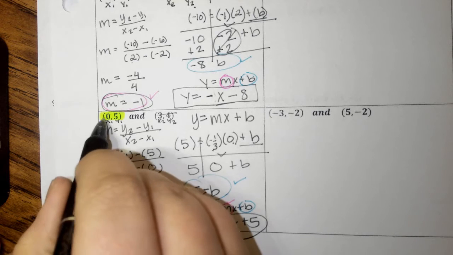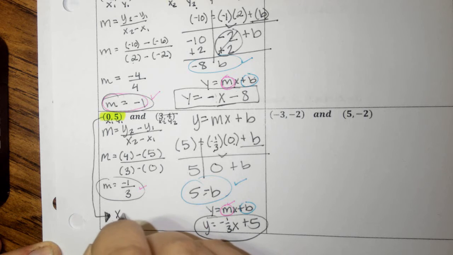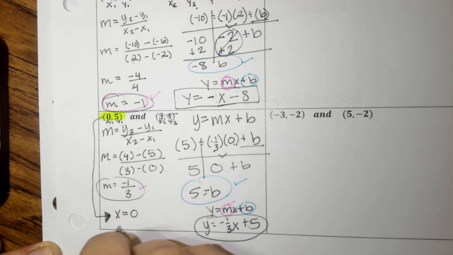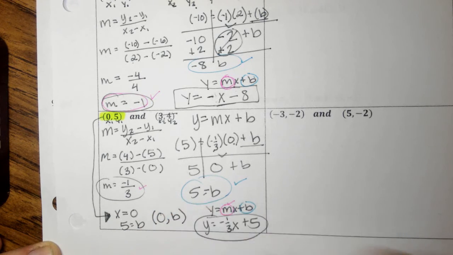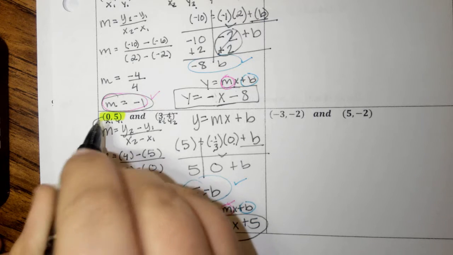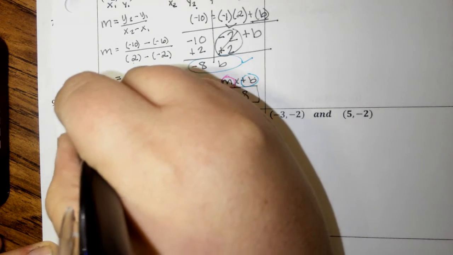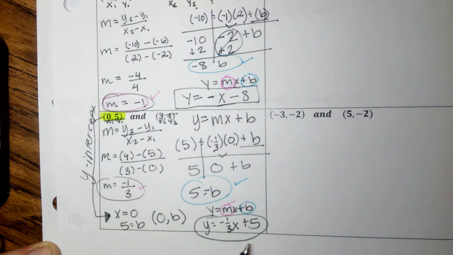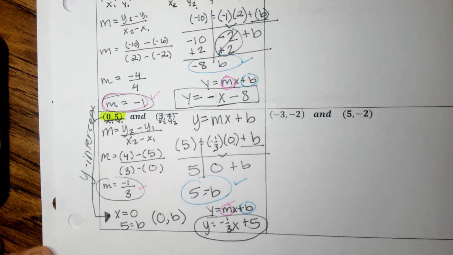There was a simpler way to do this because we already knew the y-intercept. The x value was 0, which means 5 had to be the y-intercept. Y-intercepts are ordered pairs that look like 0 and a number. So I knew that this was the y-intercept, and we can see that the y-intercept is 5, just like in this ordered pair.